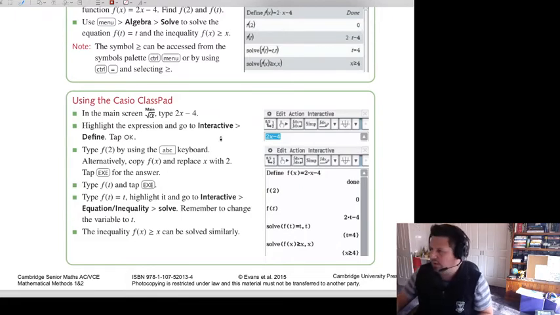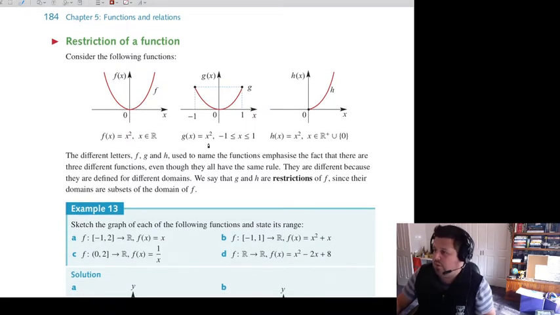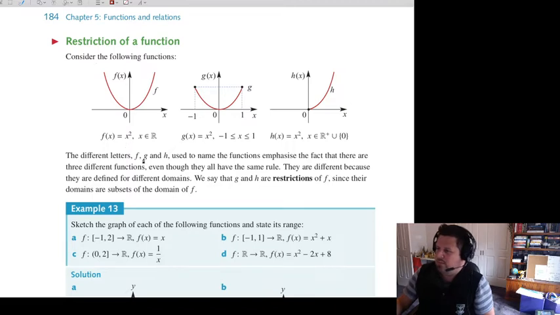Okay. Really quickly as well, there is a restriction of a function. You can actually say whereabouts in the domain you want the graphs or the functions to exist. So, for example, here you've got the function f of x equals x squared. There's no restriction. It's going to be for all real values in the domain. But they're saying here it's the same function except they're calling it g of x this time just to distinguish the fact that it's got a restriction on it.